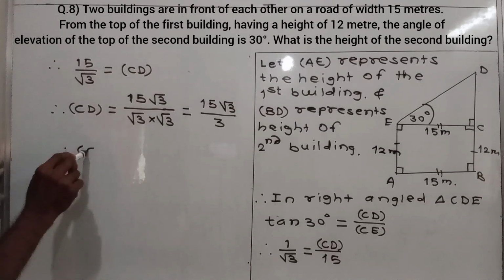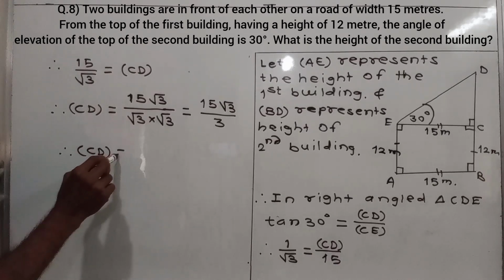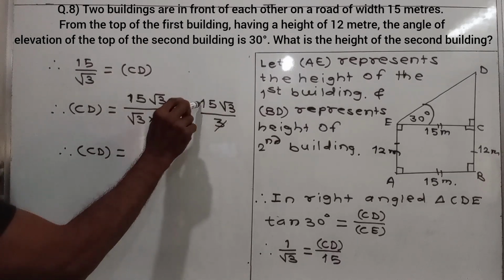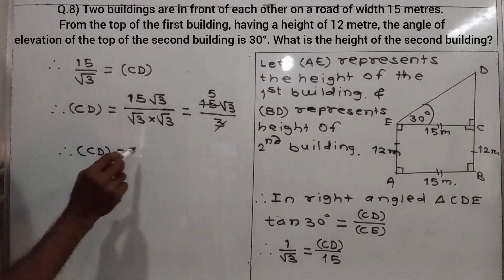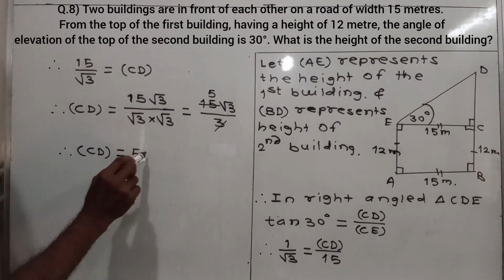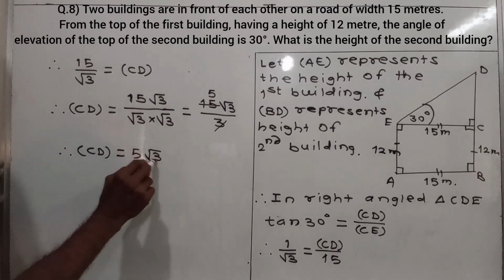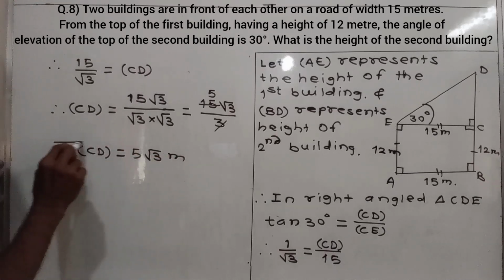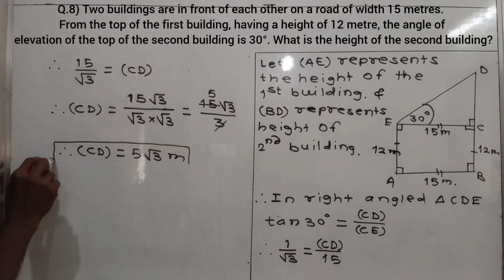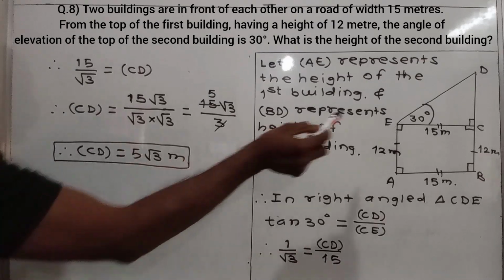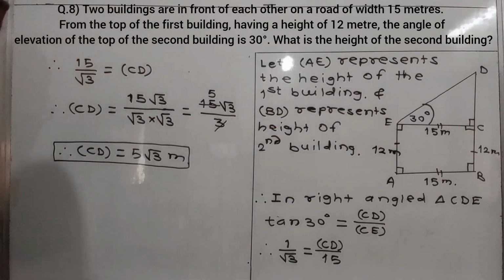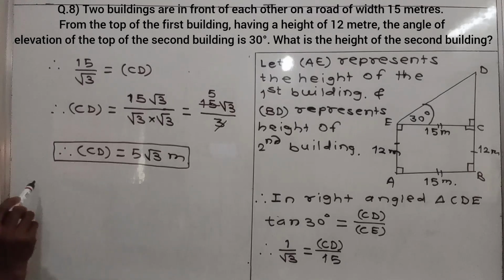Therefore CD is equal to 3 ones are 3, 5 threes are... Therefore CD is equal to 5 root 3 meter. This is the value of CD. Now we want to find the height of the second building.